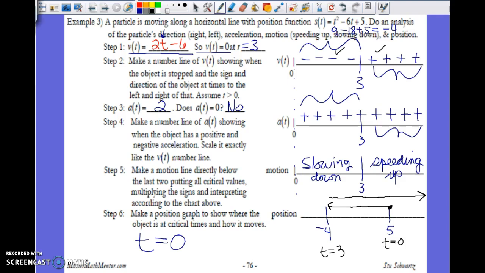Meaning, whenever the velocity is going to the right, the object is speeding up. Whenever the velocity is going to the left, it's slowing down. So if the acceleration was negative, it'd be the opposite. It'd be speeding up to the left and slowing down to the right.